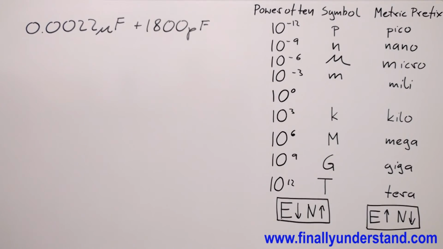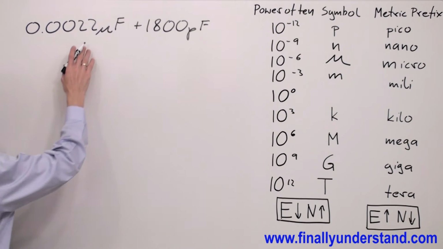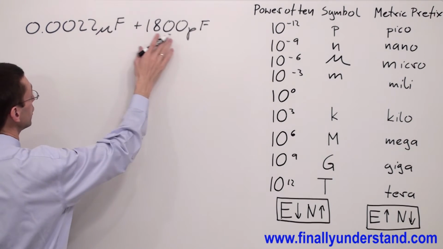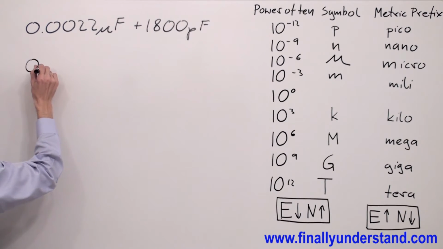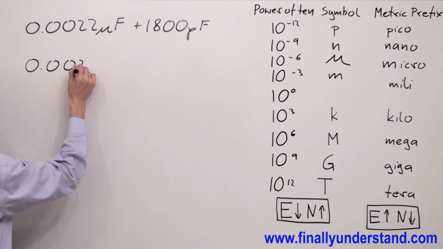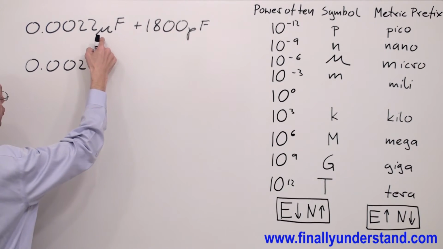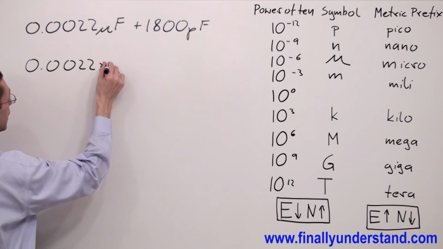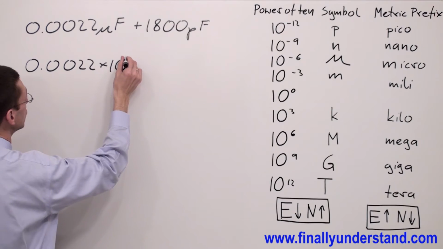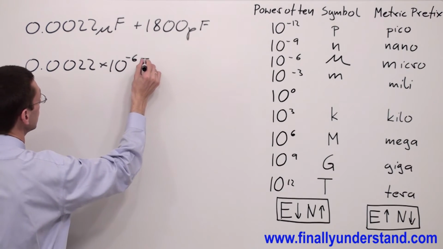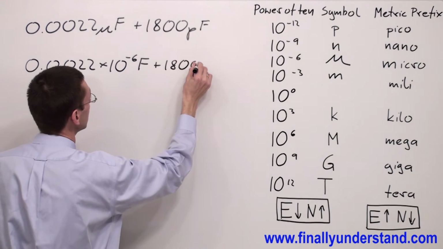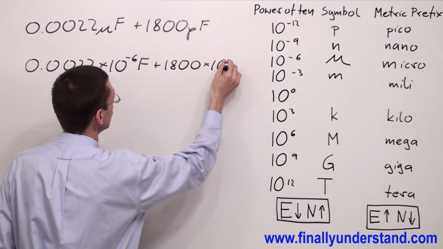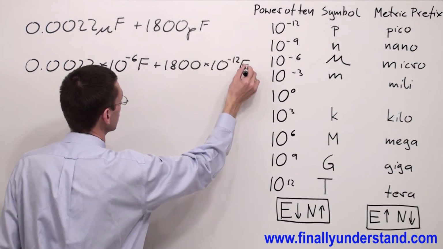Let's take a look at this example. Remember, anytime you want to add two numbers with different prefixes, you're supposed to rewrite the problem, and instead of prefix, you're supposed to write power of 10. So 2.2 times 10 to negative 6 farad plus 1800 times 10 to negative 12 farads.